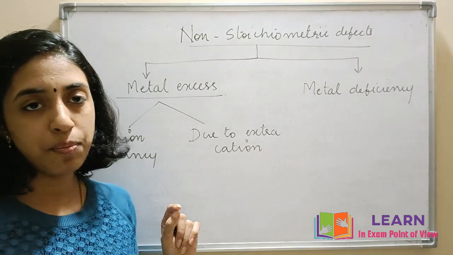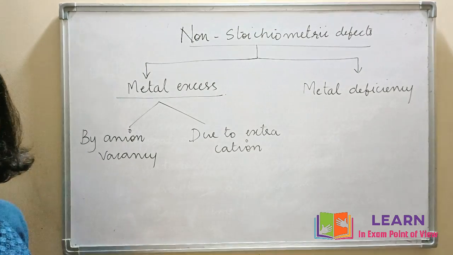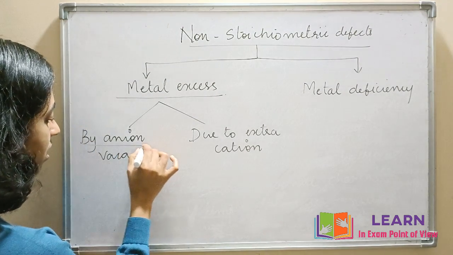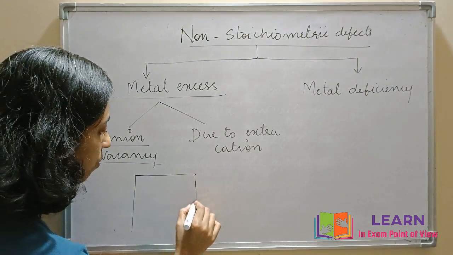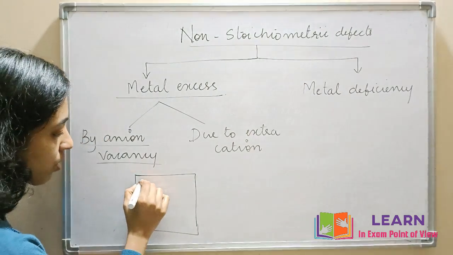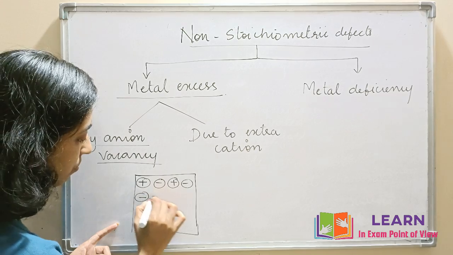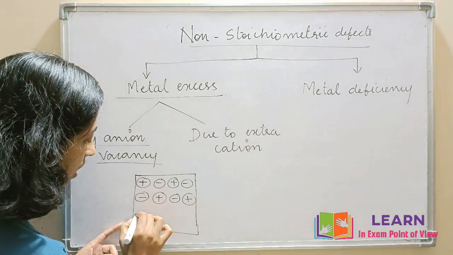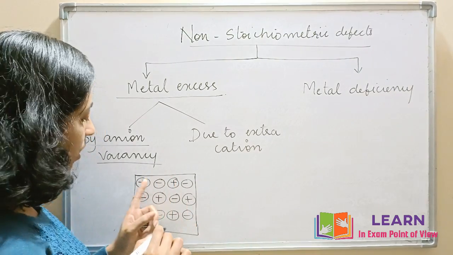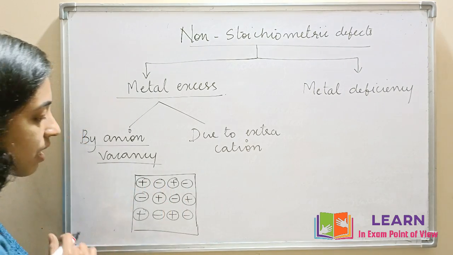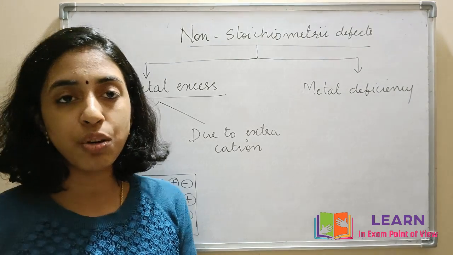By anion vacancy, that is, a negative charge is less, right? Due to extra cation, one positive charge is more. So here also first we can discuss what is by anion vacancy. How? So we have taken a crystal lattice. Here you can take a crystal lattice of NaCl. So here plus minus plus minus, it will be equally distributed, right? Minus plus minus plus, then plus minus plus minus. Anion and cation, where minus is chlorine, plus is sodium. Okay, this is an NaCl crystal we are taking as an example to explain anion vacancy.